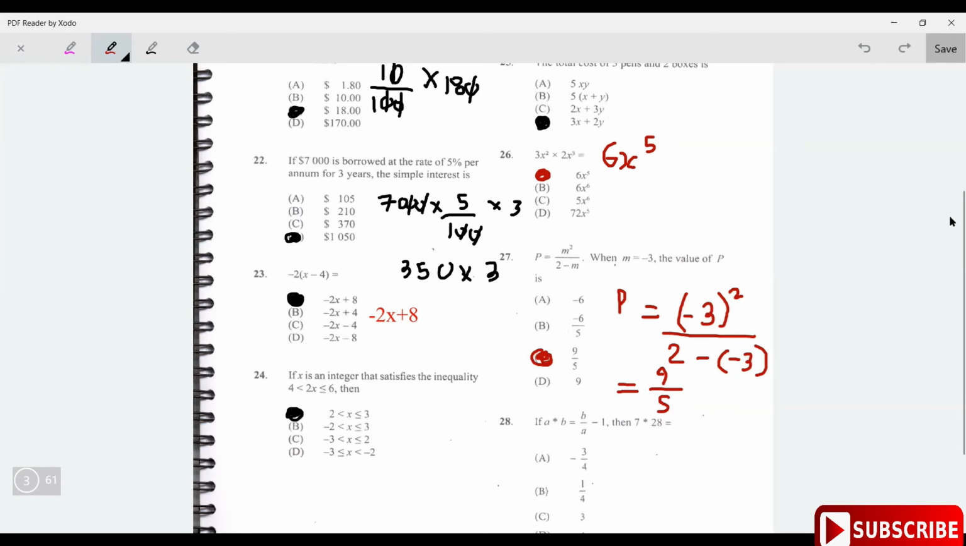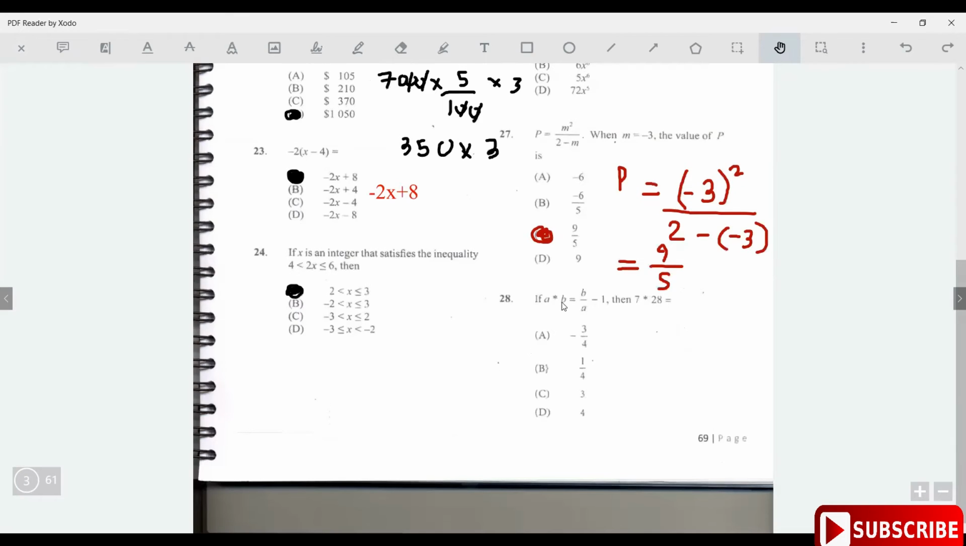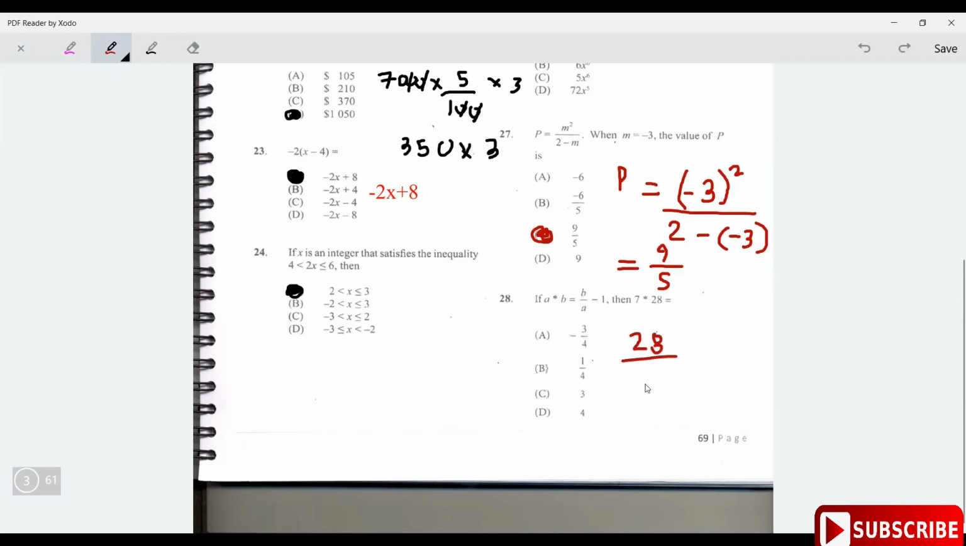Question 28. Question 28 says, if A star B is B over A minus 1, then what is 7 star 28? So A star B is B over A minus 1. In this case, 7 is A and B is 28. So it's 28 over 7 minus 1. 28 over 7 is 4. 4 minus 1 is 3. So the final option is 3. It's option C. Easy question.